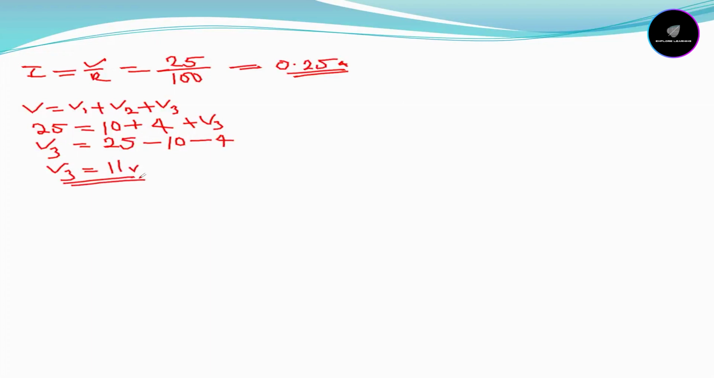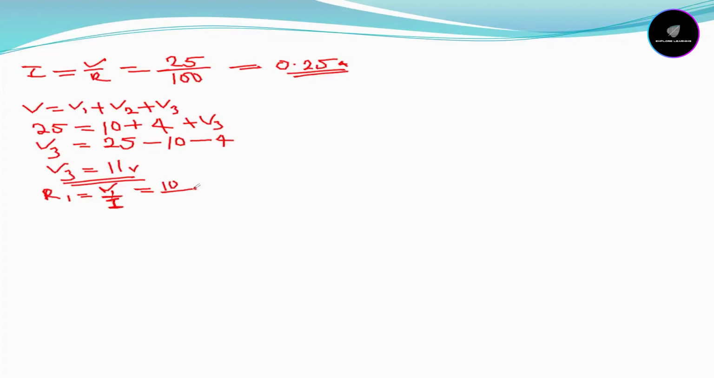So since we've gotten V3 as 11 volts, now what will be the value of the resistance of R1? For us to get the resistance of R1, it's going to be R1 equal to V1 over I. Remember, I is constant all through the circuit for a series connection. So once we have this, we know that V1 is equal to 10.